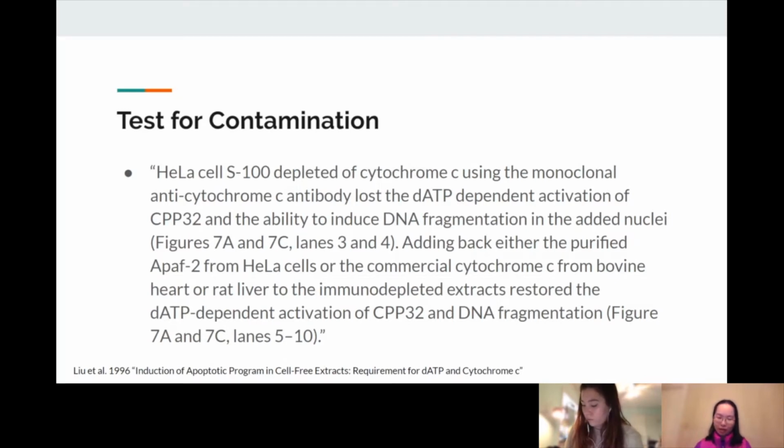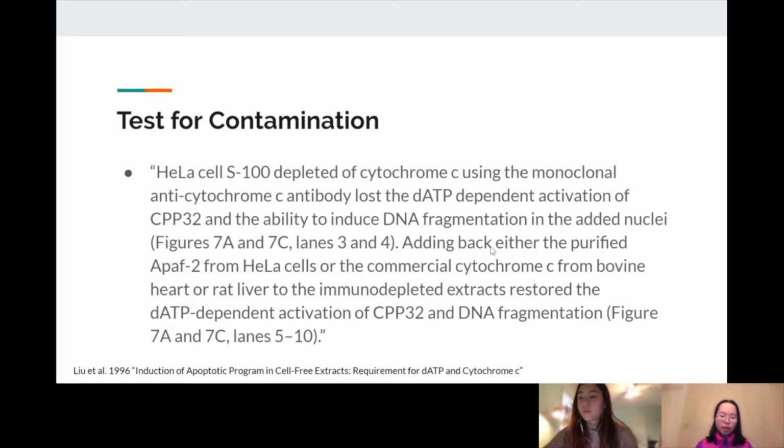So now they were thinking, maybe our sample just got contaminated with something. When we were purifying that protein, maybe it wasn't actually pure protein. Maybe there's something else in there. So what they did was they tested whether or not the removal of cytochrome C would result in the loss of the apoptotic activity of that cleavage that we were seeing earlier.